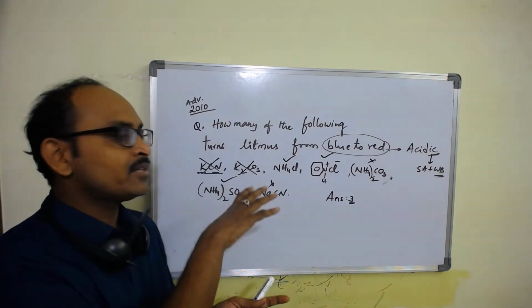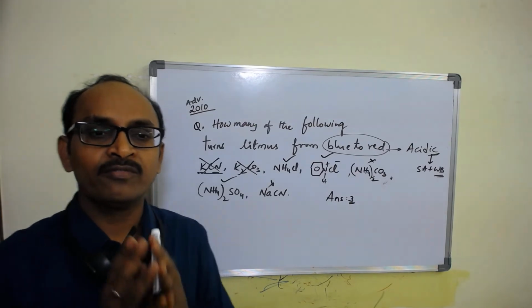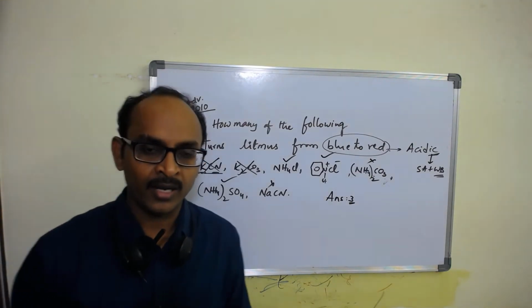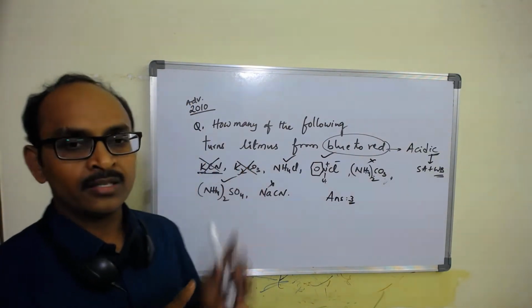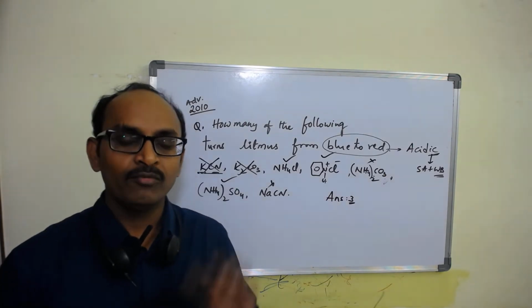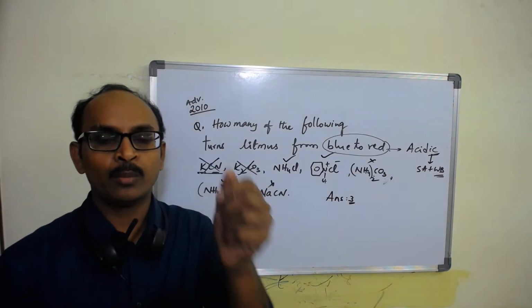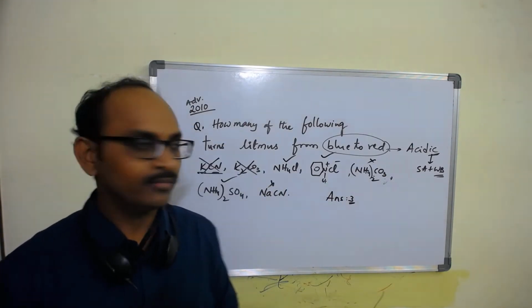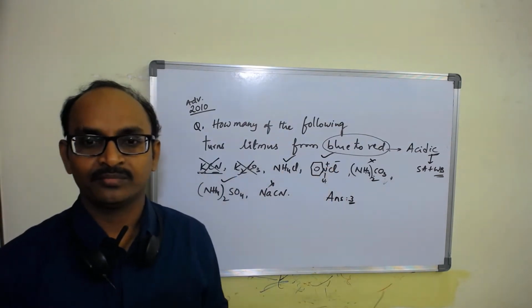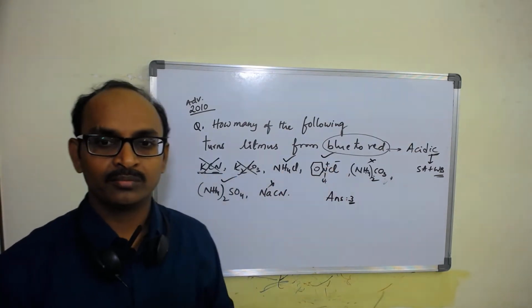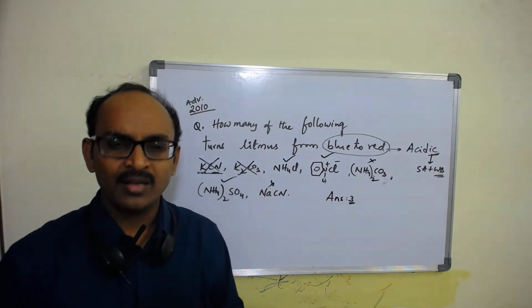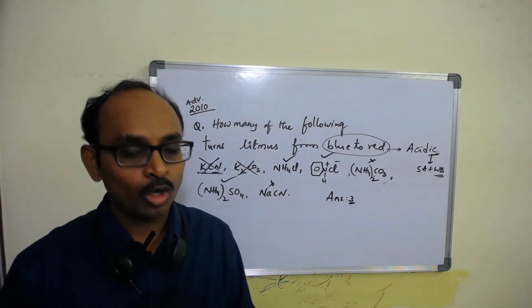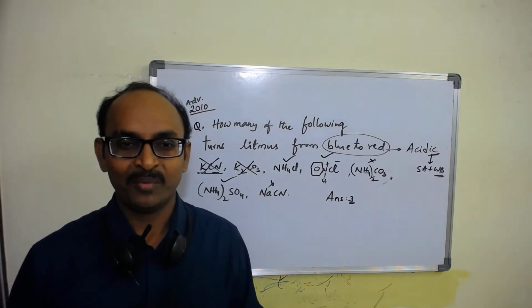Of course, this is an as-is asked question. If they have to ask a similar question, what kind of question can they ask? They can ask a question like the same only in more than one option type. Which of the following will turn litmus paper from blue to red? They can give these 4 only. The answer will be these 2. Like that, it can be given in more than one option type and in single option type also, right?